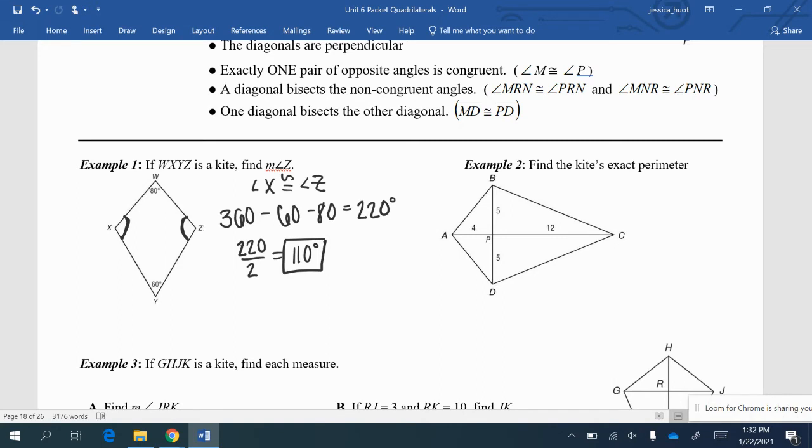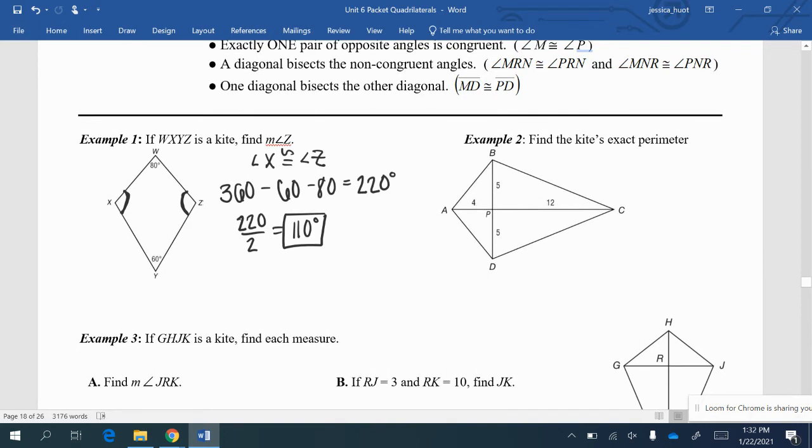Over here in example 2, it says find the kite's exact perimeter. So again, we know our diagonals intersect at a 90-degree angle, and we have some Pythagorean theorem going on here. So we would be using the Pythagorean theorem, which is a squared plus b squared equals c squared. Once again, c has to be your hypotenuse. So here, my hypotenuse is this side.